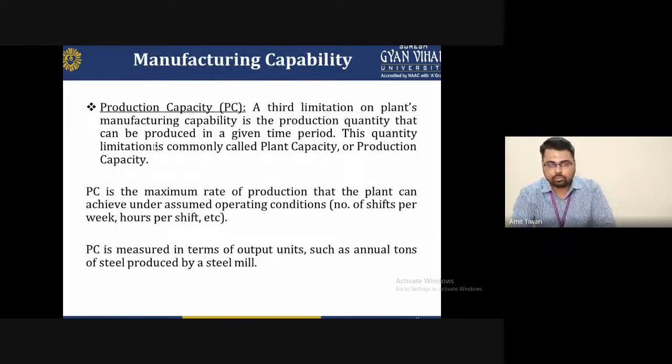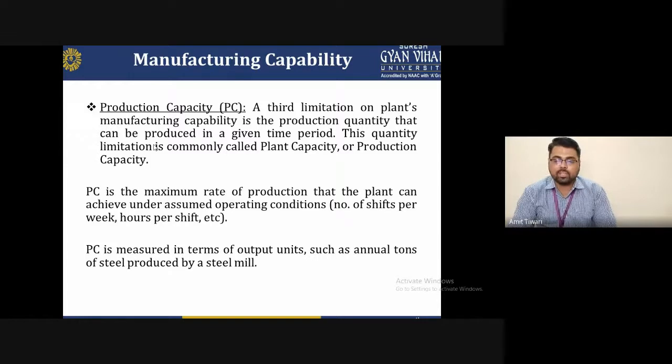How about the production capacity? A third limitation on plant manufacturing capability is the production quantity that can be produced in a given time period, and this quantity limit is commonly called the plant capacity or production capacity. It is PC. We can say the production capacity is the maximum rate of production that the plant can achieve under the assumed operating conditions.